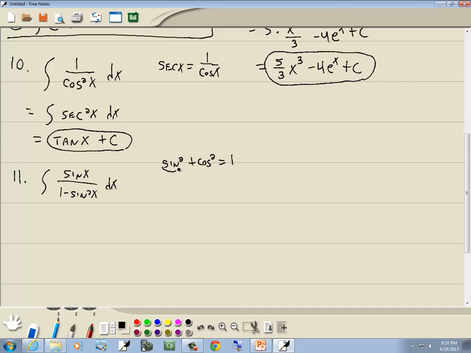Now I can take this sine squared to the right side, and we get cosine squared is equal to 1 minus sine squared. So what that means is this bottom part that's 1 minus sine squared, I can rewrite that as cosine squared. Now I don't know if that's going anywhere yet, but we'll see. So that's cosine squared dx.